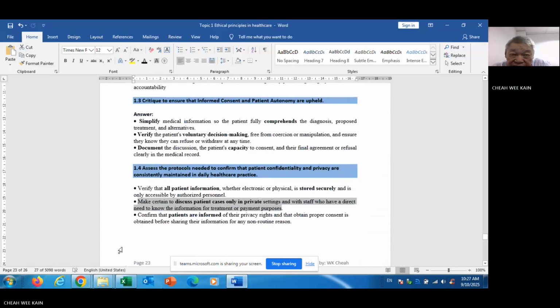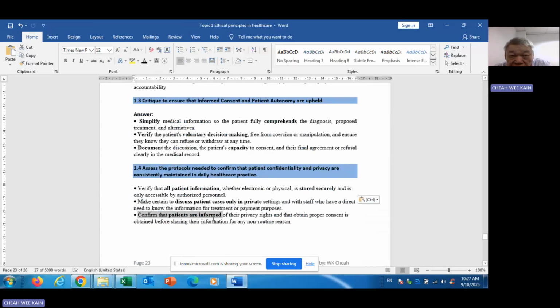How do you assess that the protocol exists? Look at the job. What are they doing? Are they discussing only in private? Do they have privacy? Let's say, for example, you're staying in the hospital and it is an open ward. You need to put up the glass and you don't need to shout. That is a private session.